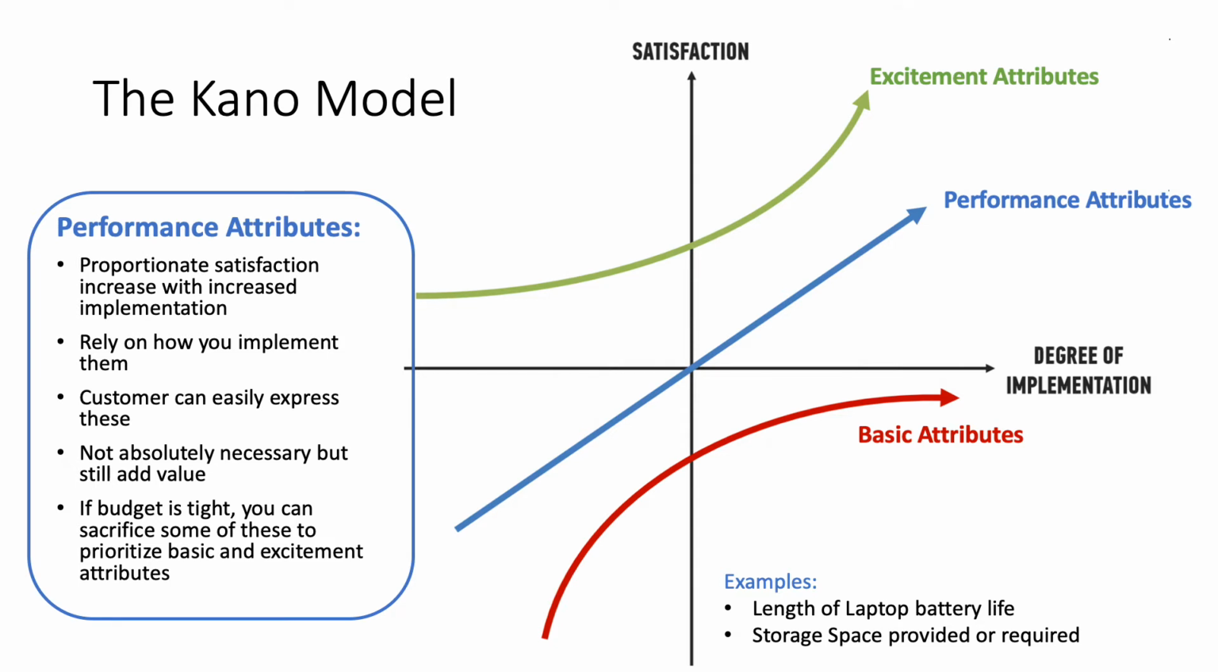These attributes are often the easiest to identify, as customers freely talk about them when asked. Good examples of this would be the length of a laptop battery life, or storage space if they wanted to optimize it or minimize it. These features are not absolutely necessary, and therefore if you have a limited budget, you can choose to exclude some of these to make way for those basic or excitement features.